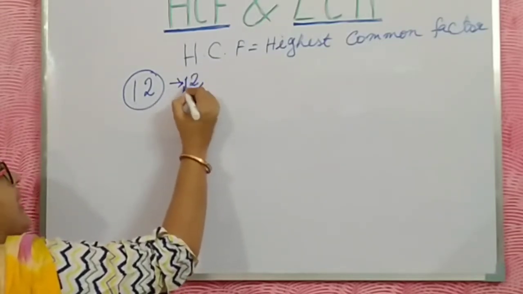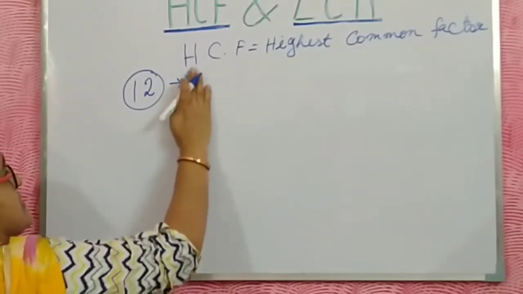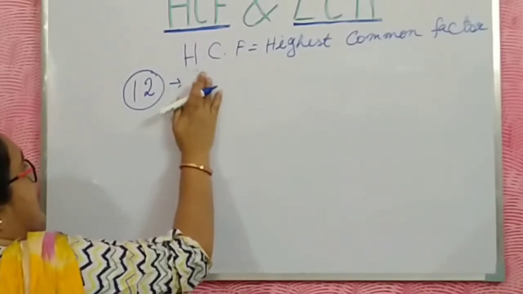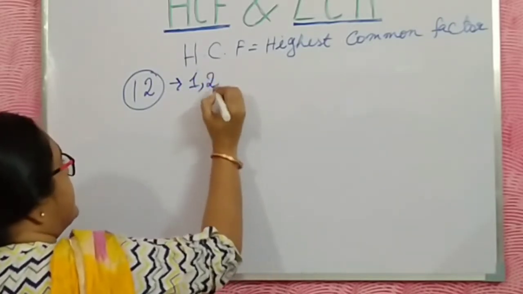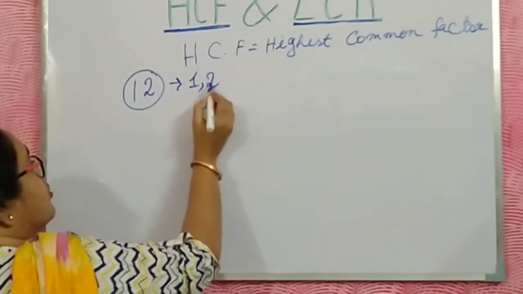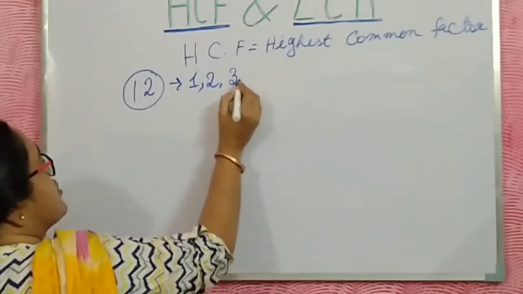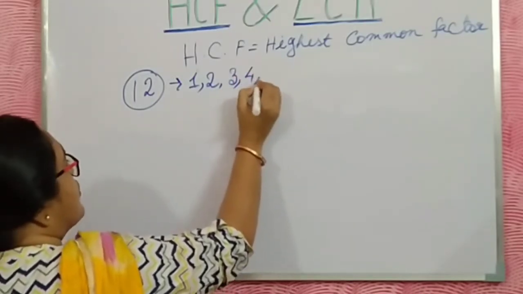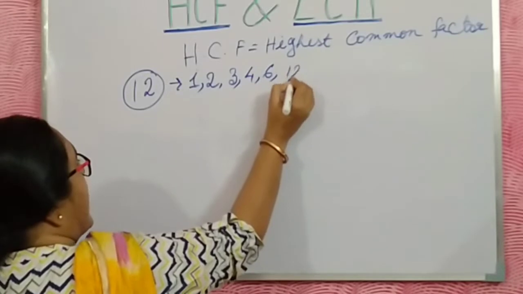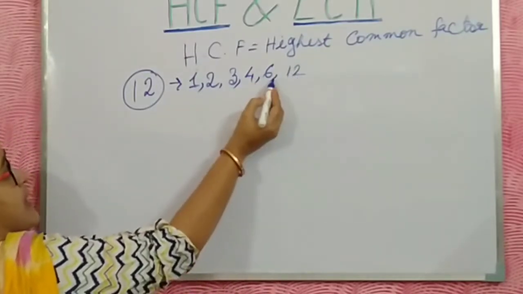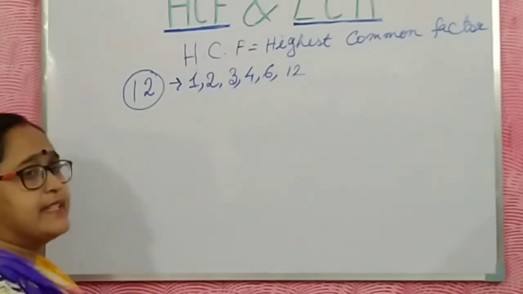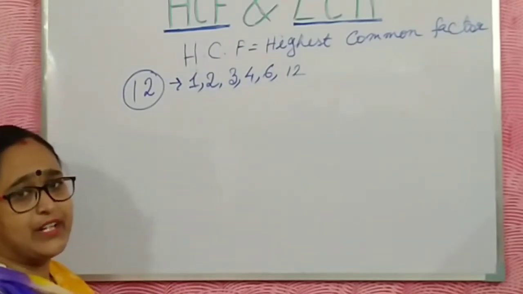First of all, 1 is the factor of all numbers. All the students know 1 is the factor of all numbers. First write 1, then in ascending order 2, then 3 (3 4s are 12), then 4, then 6, and 12 itself. 1 12 is 12, 2 6s are 12, 3 4s are 12. Then there is no other factor of 12.